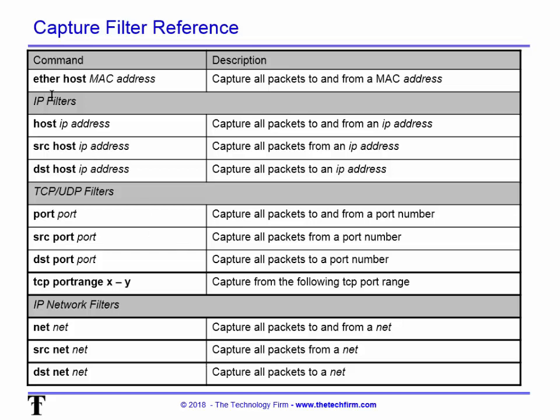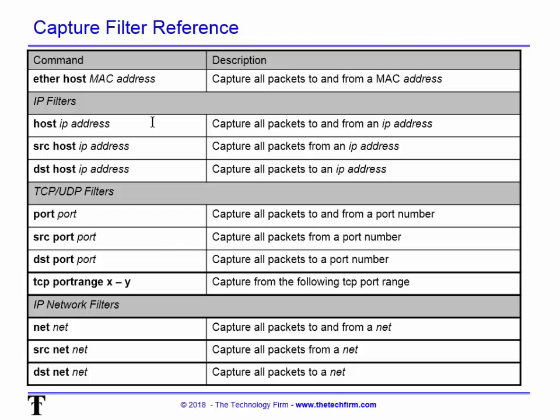For example, ether host and whatever your MAC address is. Host and then your IP address or host name, that sort of thing. And this allows you to capture just those specific packets that fit this filter criteria. And of course there's ands and ors and all that good stuff, but I don't want to get too far ahead of ourselves.